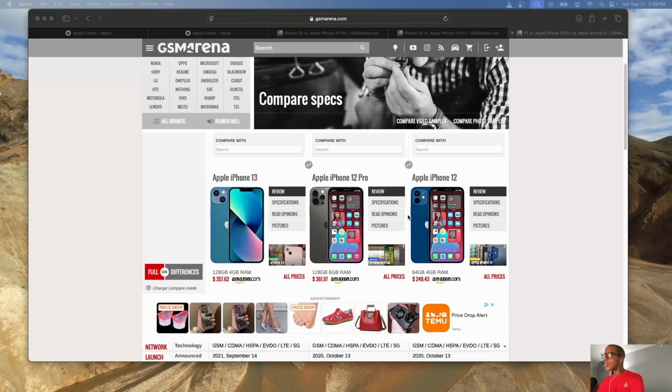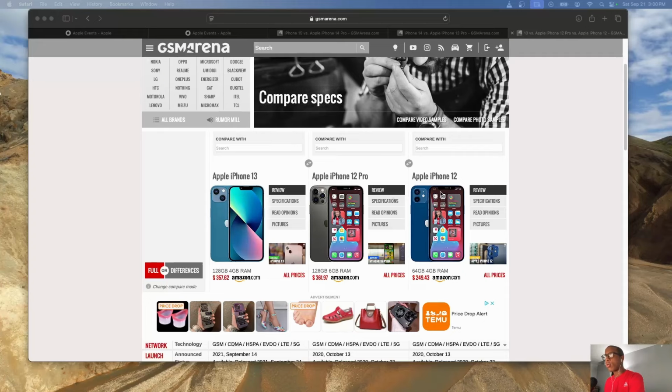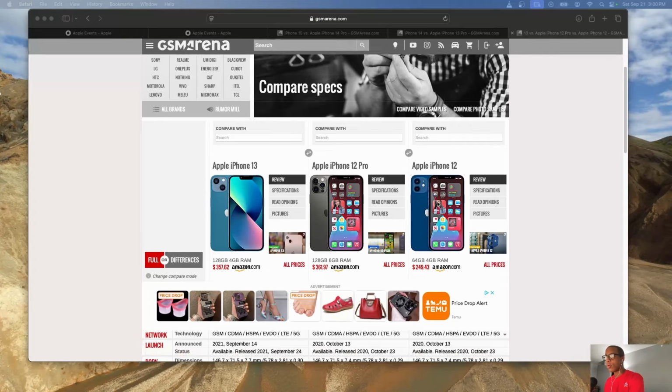So let's go back in time briefly, and it's really all about the A series chip that we find in the iPhone. Going back to the iPhone 12 series and the 13, which is what we have on the screen, what you would expect to see is that year over year, there's a chip upgrade from one iteration of the iPhone to the next. So 12's on the right, 13 on the left.